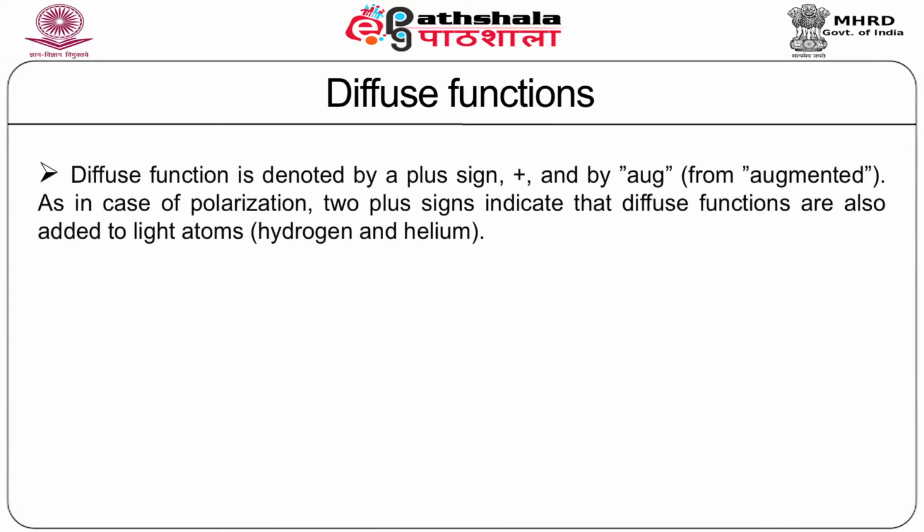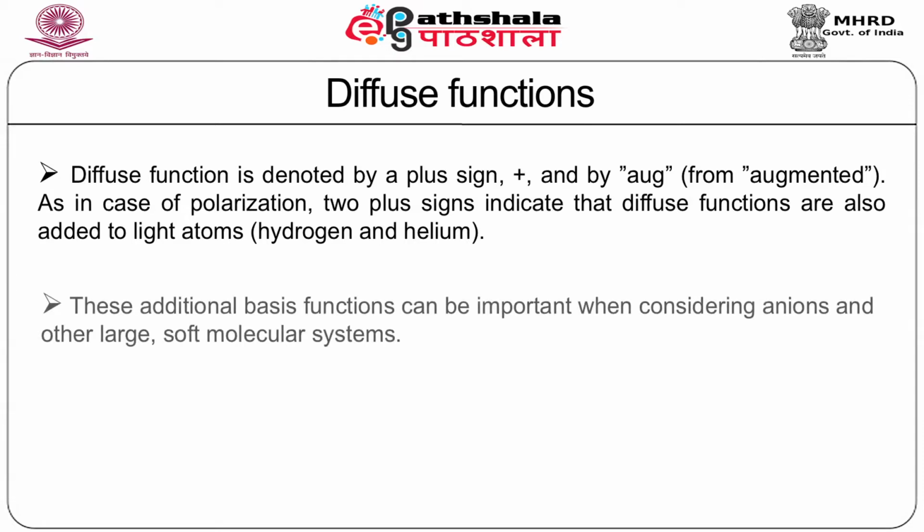Diffuse functions are usually denoted by a plus sign and often by the notation aug, which is an abbreviation of the word augmented. As in the case of polarization, two plus signs indicate that diffuse functions are also added to light atoms like hydrogen and helium. We emphasize finally that these additional diffuse functions can be important when considering anions and other large soft molecular systems.